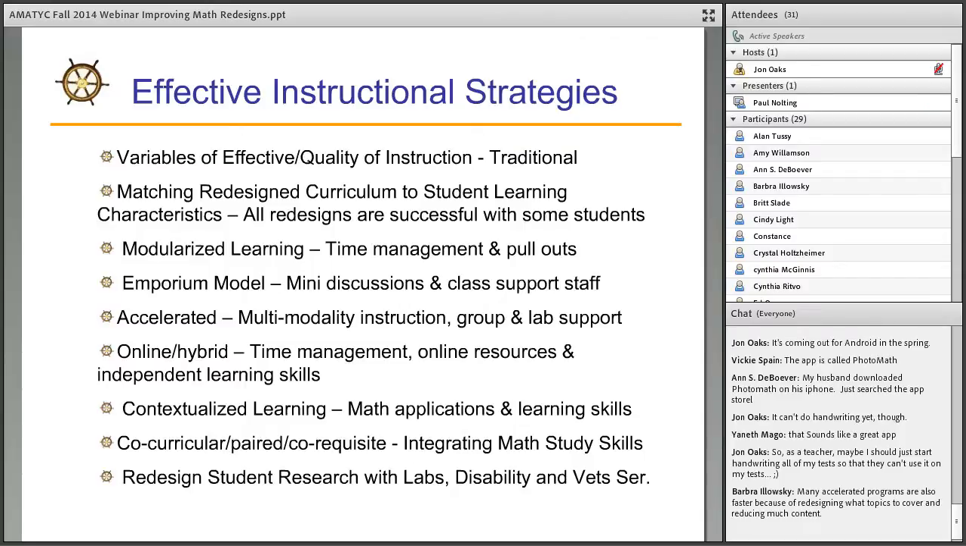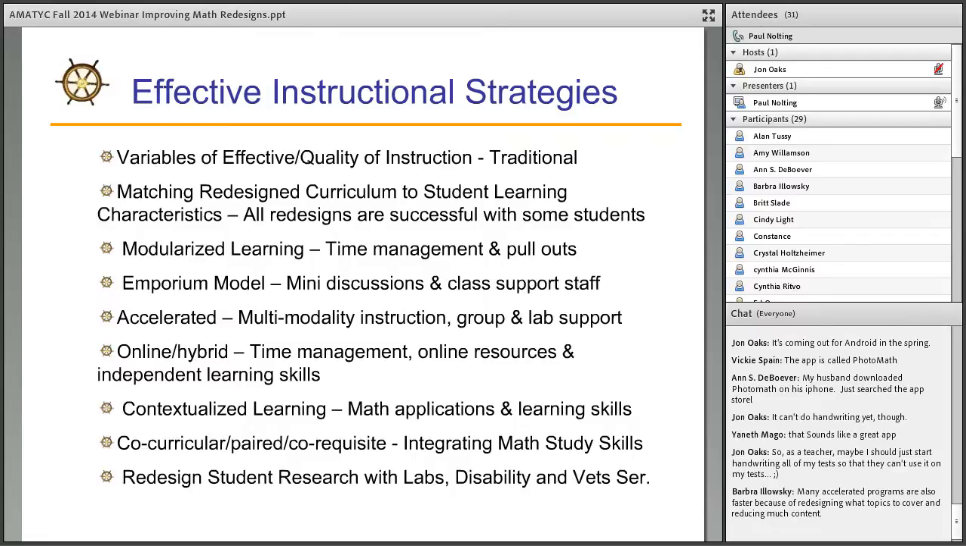Contextualized learning, that's a new one. That's not much with math, but that would be if you're applying like a calculus course and a, say, physics class. It's more math applications and use it. I also throw learning skills in there because if you do the learning skills, you're more successful.